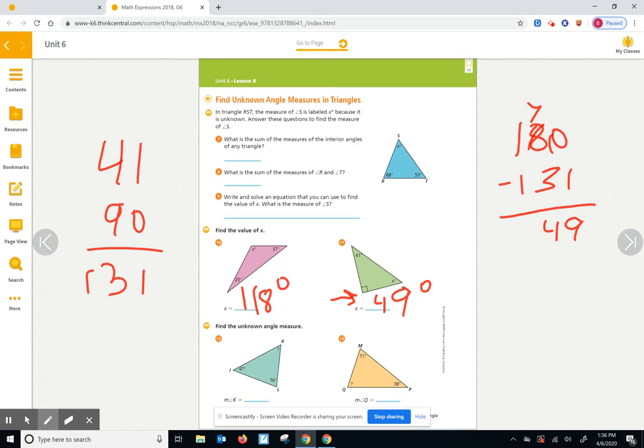The keys to remembering and doing well on this lesson are simply going to be the numbers 180, which is the same as a straight line. And then remembering that once I combine my two known quantities, I can subtract those known quantities from that 180 to find my missing angle.